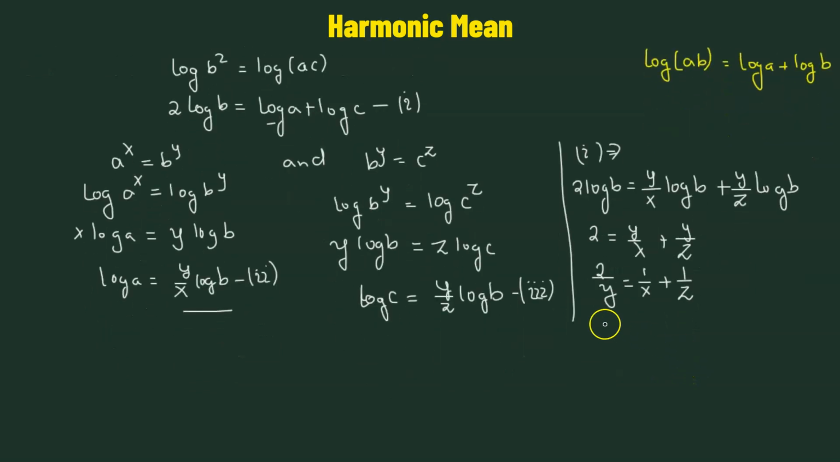This relationship tells us that 1 over x, 1 over y, 1 over z, these three numbers are in arithmetic progression. If they are in arithmetic progression, then the reciprocal of each term, that means x, y, z, these three terms are going to be in harmonic progression. And we have successfully shown that x, y, z are indeed in harmonic progression.